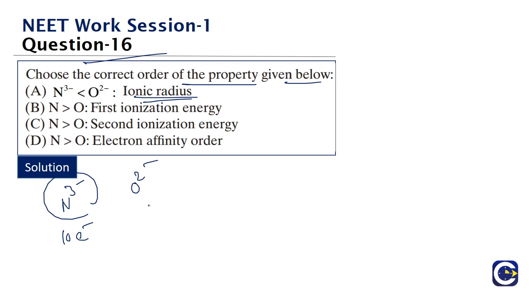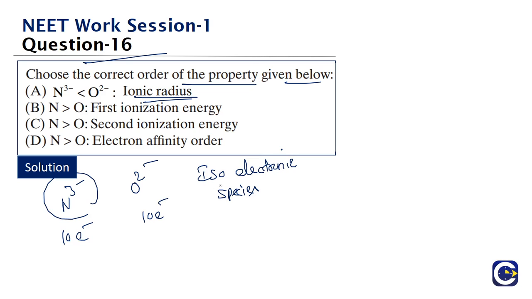O2 minus. Oxygen 8 electrons normally. Atomic number is 8. 2 minus means it has gained 2 electrons. Totally 10. What are these two? These two are what? Isoelectronic species. Okay. Isoelectronic species.